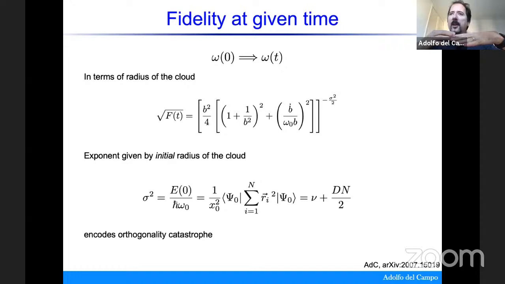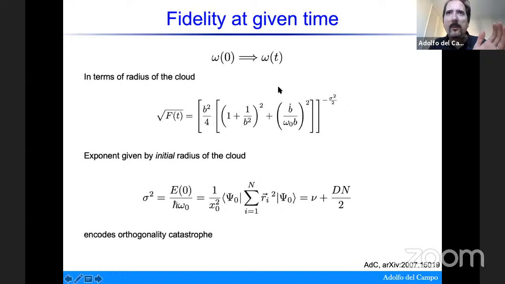And there is a small perturbation. That's orthogonality catastrophe. Well, this is something that should be obvious in this case. Our perturbation is changing the frequency a bit. So how sensitive, or how different, is the state with a given frequency from the state that has been evolved by a tiny little bit?